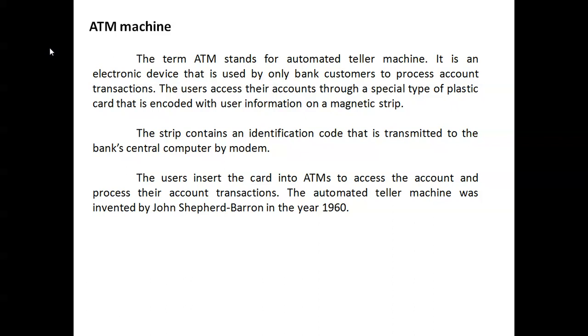So ATM machine, they give an ATM card to the customer. The user uses the ATM card that has a magnetic tab. Under the magnetic tab, there is some unique information. Once they access the ATM machine, that unique information is sent to the central server. The server gives the information about the user through the ATM machine. ATM machine was invented by John Shepherd Barron in 1960.